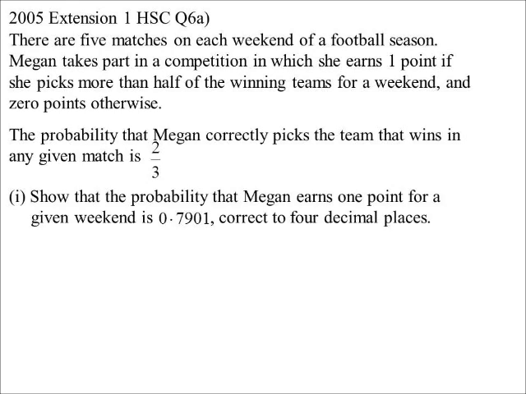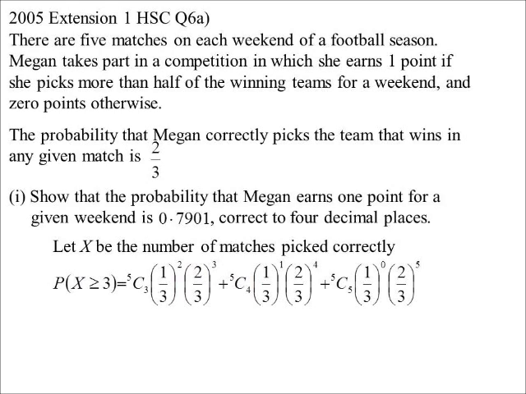So in order to earn a point, she must pick correctly more than half. So I'm going to say X is the number of matches picked correctly. We want X to be more than half. So 5 games, 3, 4 or 5 correctly. And probability of picking correctly was 2/3. So 2/3 to the power of 3, then 4, then 5. 1/3 to the power of 2, then 1, then 0. Making sure we've got our binomial coefficients there. And when you bung that into a calculator, sure enough, comes up 0.7901 to 4 decimal places.